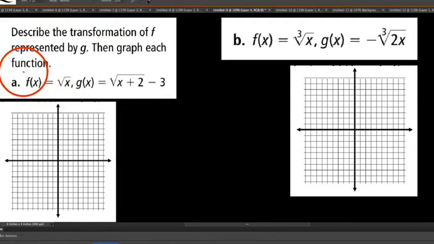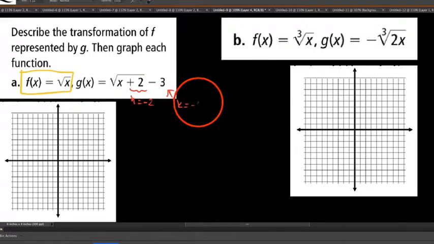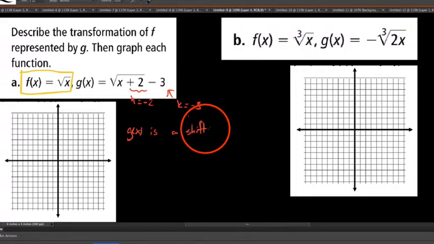So we'd say f, what we have here essentially is our parent square root function, as a matter of fact. And we say that g of x really is f of x, but we've transformed it. And so what I recognize here is that h is -2, and I have a k value here of -3. And so in the grand scheme of things, if I had to describe what's going to be different about g of x, we're going to say g of x is a shift or a translation, a horizontal translation.